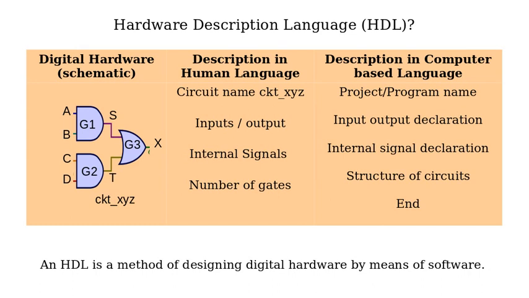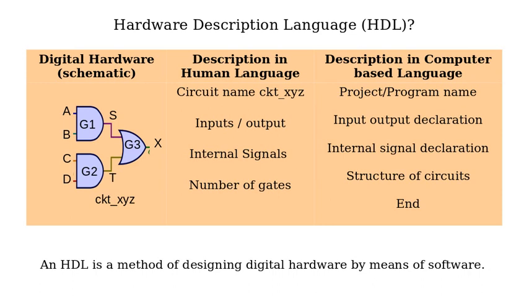It has 4 inputs A, B, C and D and 1 output X. There are 2 internal signals or wires, S and T. It consists of 3 gates G1, G2 and G3. G1 and G2 are logical AND gates, whereas G3 is a logical OR gate.